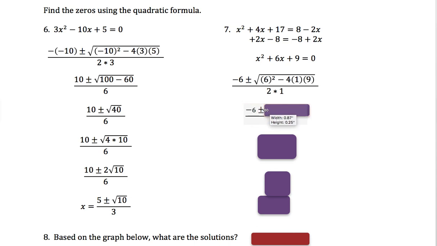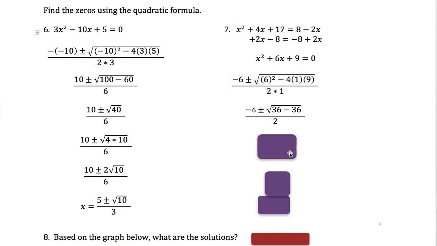The numerator will start off with just negative 6. But under the radical, this 6 squared becomes 36. And the minus 4 times 1 times 9 also becomes 36. But it's going to be negative because of this minus right here.